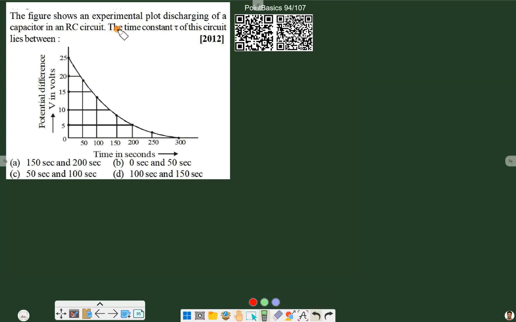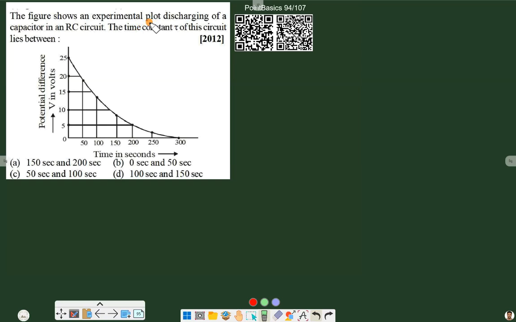So here the figure shows an experimental plot of discharging of a capacitor in an RC circuit. So the capacitor is getting discharged. Now the time constant of this circuit lies between... So we have to find the time constant of this circuit.